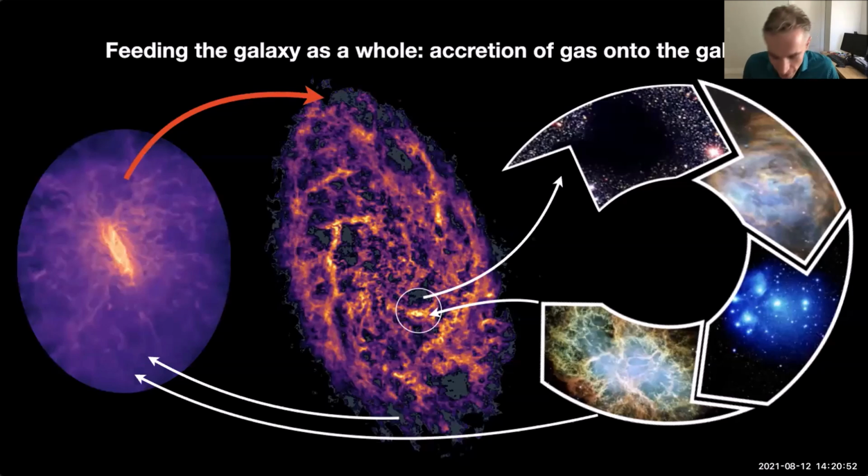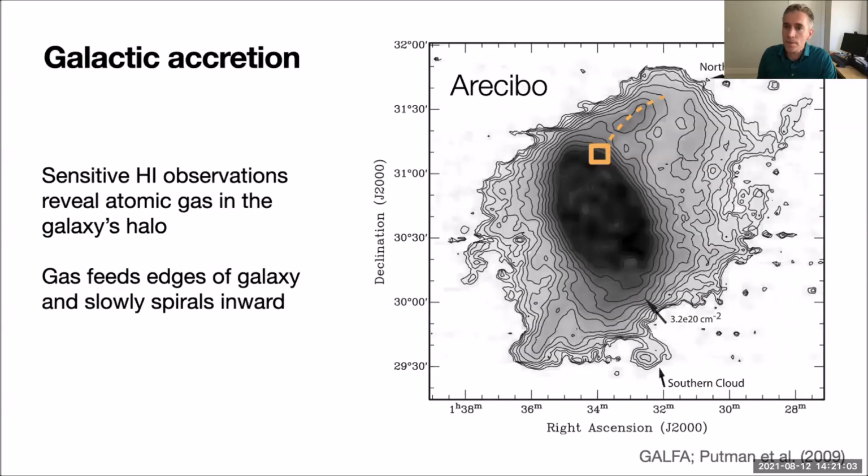Another thing that we can look at is feeding the galaxy as a whole. So this is material coming in from the halo, and it shows up first in the galaxy in the atomic phase. And so we actually can observe structures that are coming into the galaxy, we think probably for one of the first times. We can get a little bit of context for this by mapping out the 21 centimeter emission for this galaxy M33.